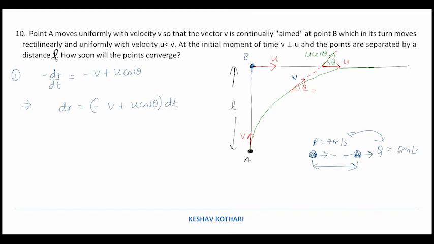Initially at t equal to 0, the separation is L, and after time t the separation is going to become 0. So from this equation, on solving, we obtain that L is equal to minus vt plus the integration of u cos theta dt from 0 to t, and this is the first equation which we have. Now the problem is we cannot solve for the integral of u cos theta dt, so we need to frame one more equation.